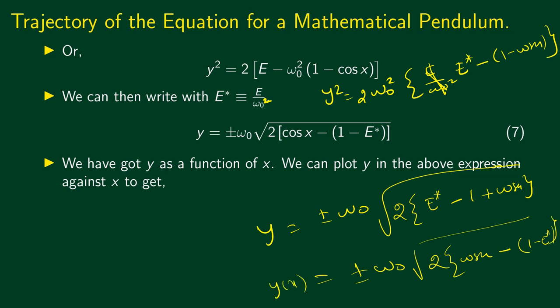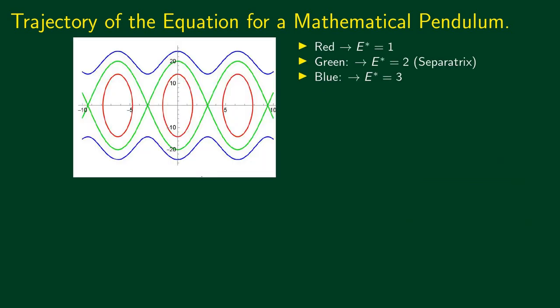In a programming language like Python, or in Mathematica, with built-in functions, you can just plot y as a function of x. Define this function and then plot y as a function of x for different values of E star. I plotted it in Mathematica and I get a phase space trajectory like this.